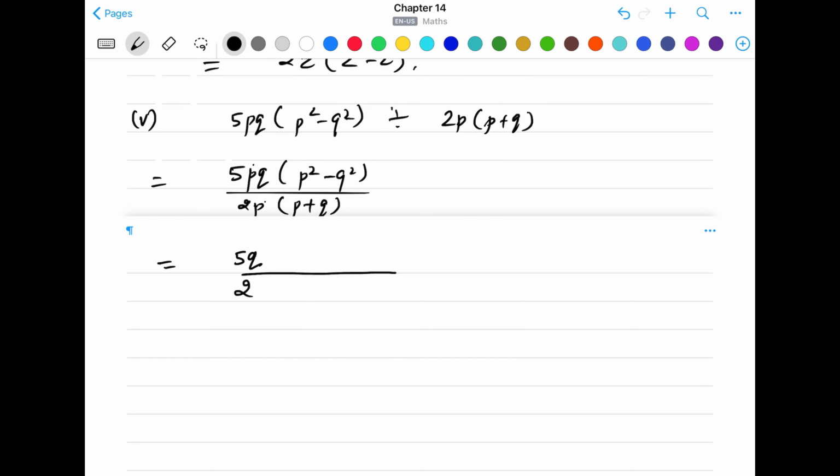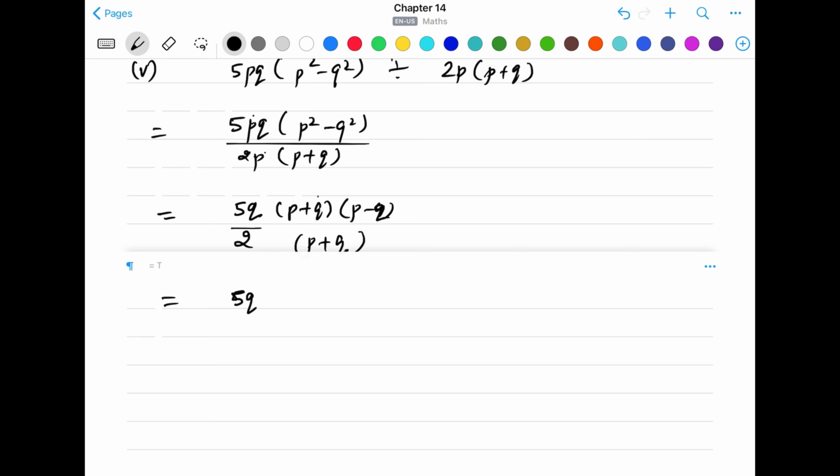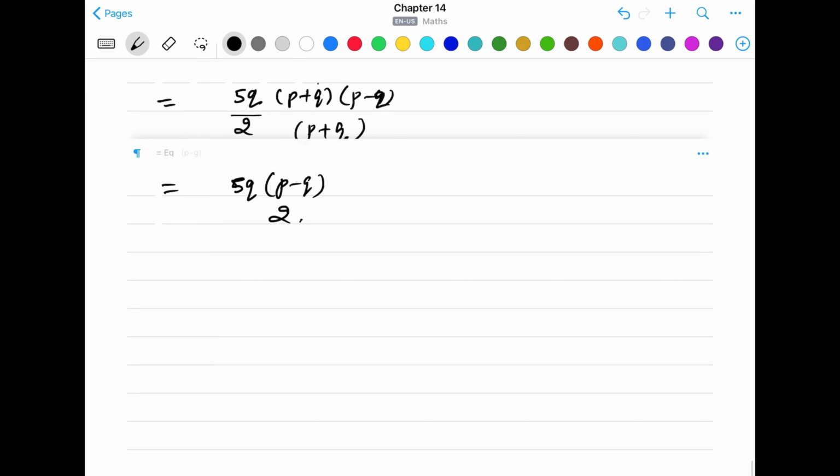Further, this p square minus q square can be written as p plus q into p minus q, and in the denominator we already have p plus q. So this p plus q and p plus q will be cancelled out, so we're left with 5q into p minus q divided by 2. Okay, so that's our answer. Now let's see the sixth one.